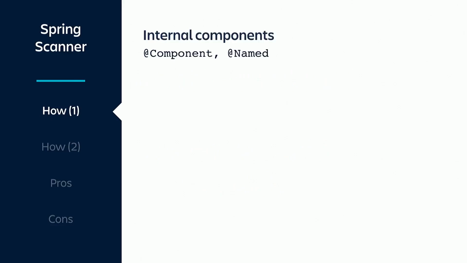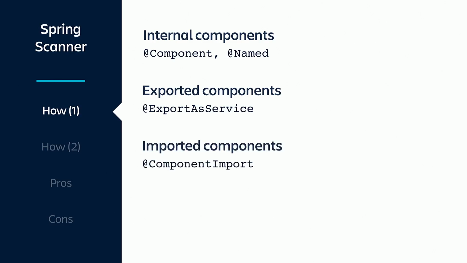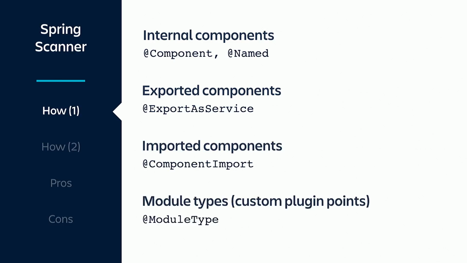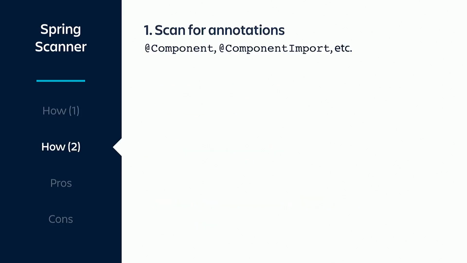So obviously your internal components, you annotate them with the dependency injection annotation of your choice. You can export things using @ExportAsService. You can import things using @ComponentImport. And you can declare module types with @ModuleType. So hopefully that should be intimately familiar to people that use Spring Scanner. Having done all those annotations, then you're relying on this build chain.